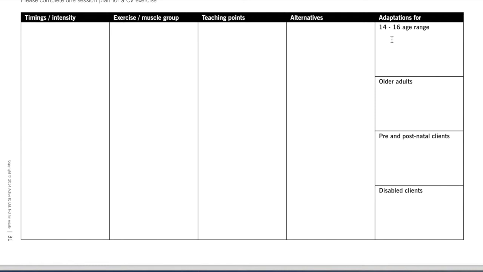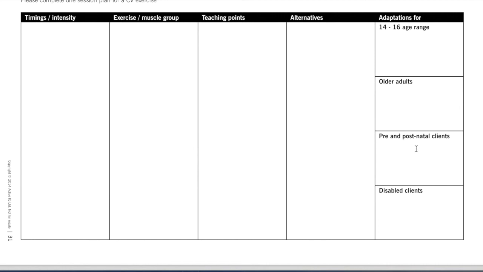For older adults, you could maybe talk about lowering the working intensity to make sure that blood pressure doesn't get too high, for example. Pre and postnatal clients, you could adapt it by saying that you're going to reduce the time on the machine, especially when a prenatal person is on their 3rd trimester, because of the baby's weight creating stress in your lower back. So that could be a way you could adapt the exercise by reducing the time spent on it.